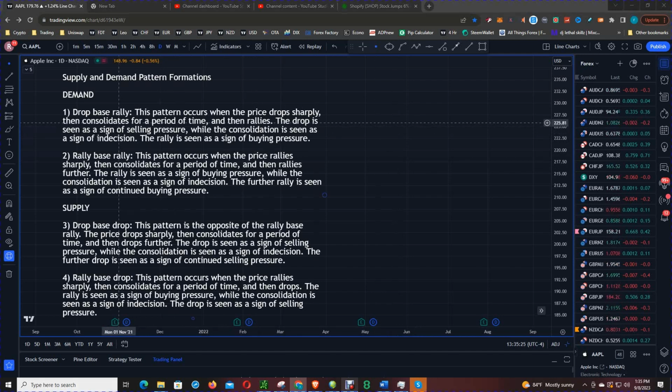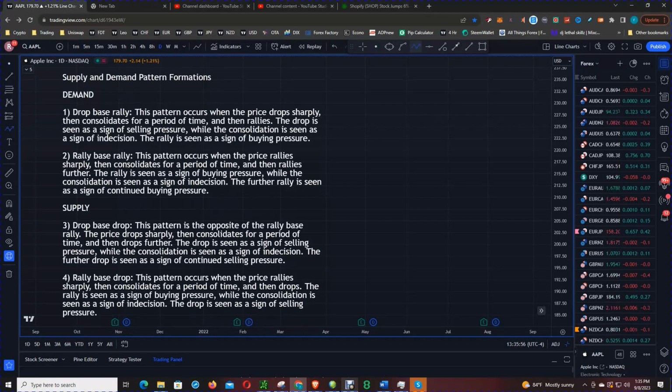So in the first video, one of the things that we discussed was the supply-demand pattern formations, and there are four in total, two demand formations and two supply formations. So the first one is a drop-base rally. This is where price drops sharply, then consolidates for a period of time, then rallies. The drop is seen as a sign of selling pressure, while the consolidation is seen as a sign of indecision. The rally is seen as a sign of buying pressure.